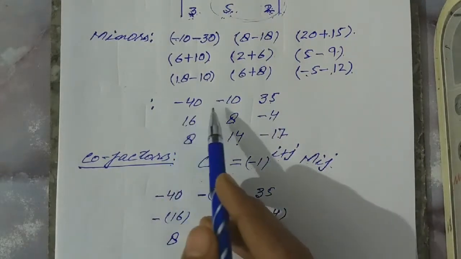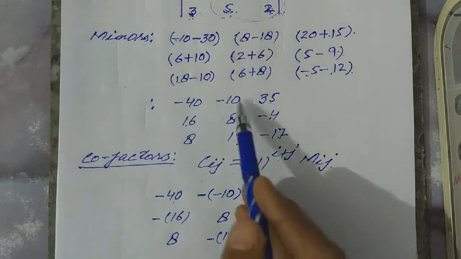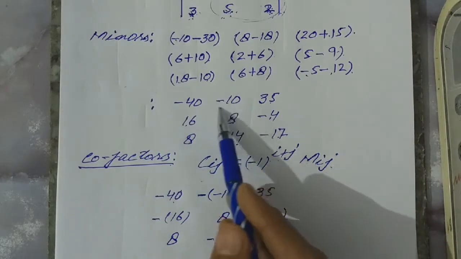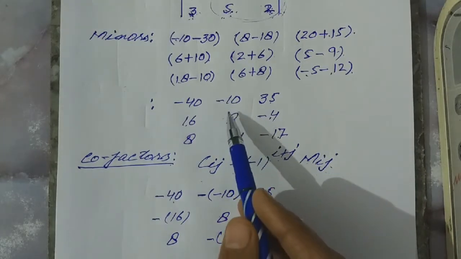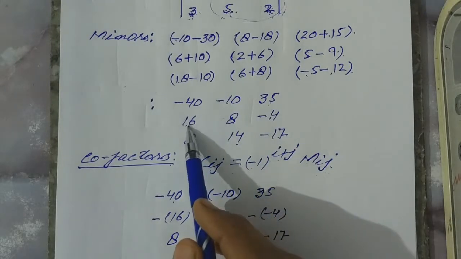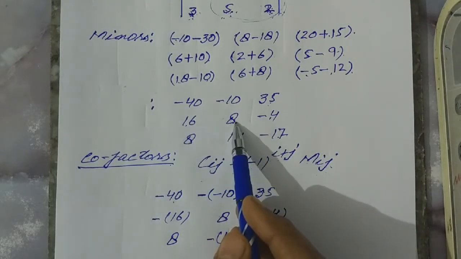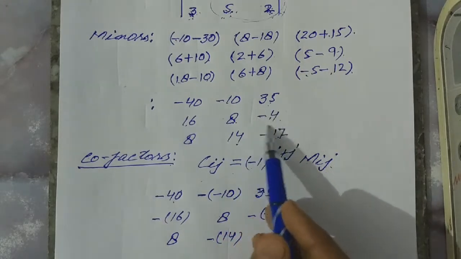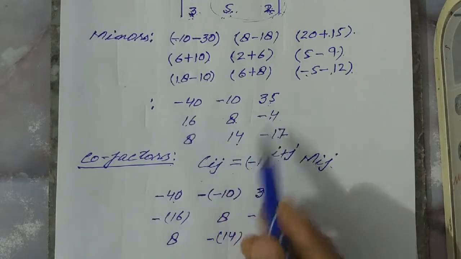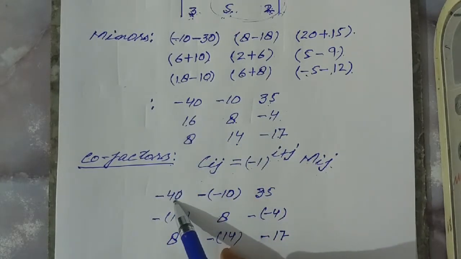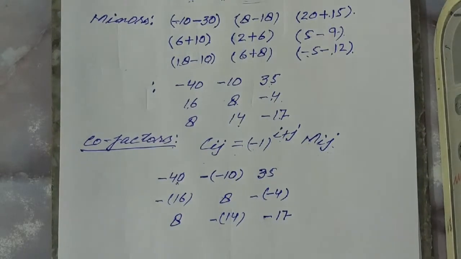Or in other way we can say, the first element is taken as it is, and the next element is changed by the sign. If it is positive, it becomes negative, and if it is negative, it becomes positive. And the third element is taken as it is, and we have to change the sign of the next element. Then next element is taken as it is, and we have to change the sign of the next element. In this way, alternately, we have to change the signs of the terms, taking the first term without changing the sign. So we get the cofactors of elements of the determinant. So simplifying, we get minus 40 plus 10, 35 minus 16, 8, 4, 8, minus 14, minus 17.